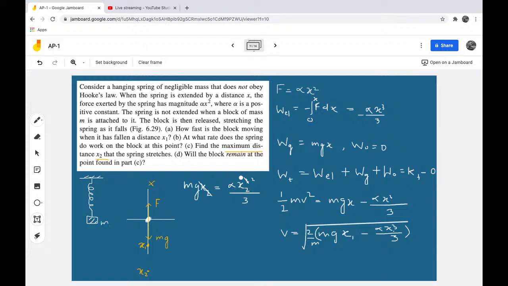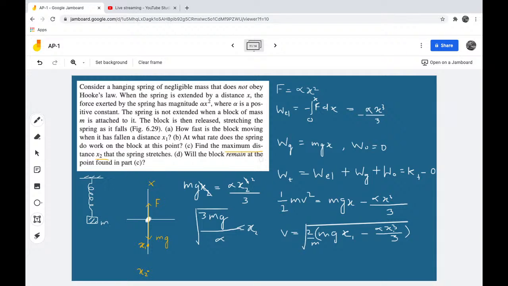Find x2. So it will become 3 mg divided by alpha, and this will go under square root, and that has to be equal to x2. So that's my x2.